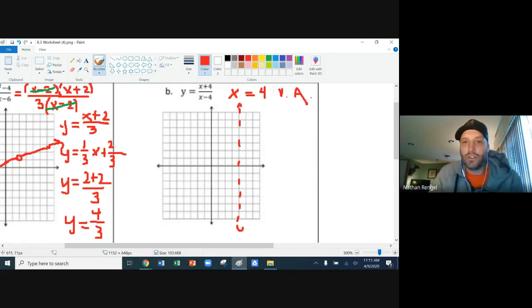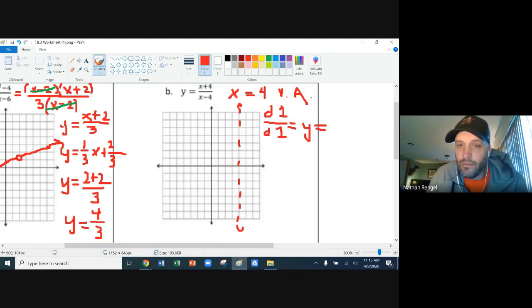Then we check horizontal asymptote. Well, degree in the numerator is 1. I'm just going to put degree 1 over another degree of 1. If both degrees are the same, that means my horizontal asymptote is y equals. My leading coefficient here is a 1. Leading coefficient here is a 1. So y equals 1 over 1, which is just y equals 1. So we'll graph the horizontal asymptote of y equals 1. So get those graphed out first.